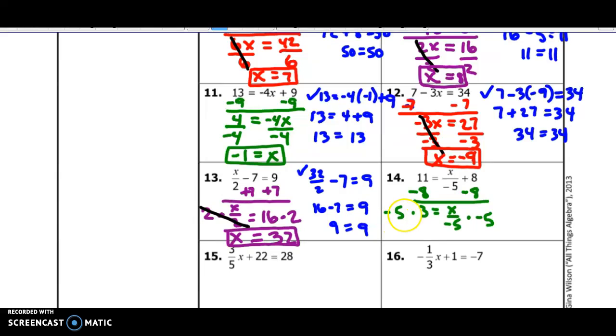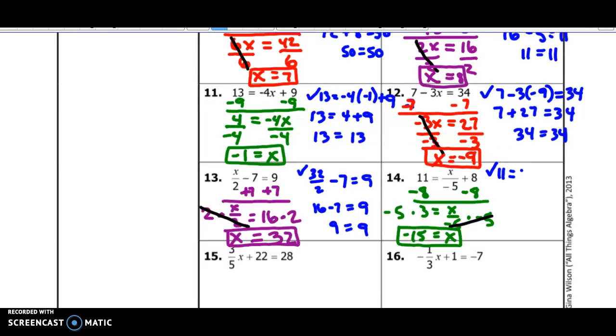So over here, -5 times 3 equals -15. On the right side, I'm multiplying by -5 and I'm dividing by -5. So those cancel each other out, leaving me just with the x. So x equals -15. Let's check it to be sure.